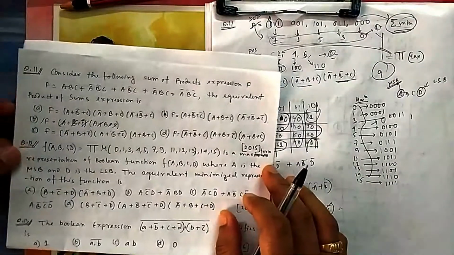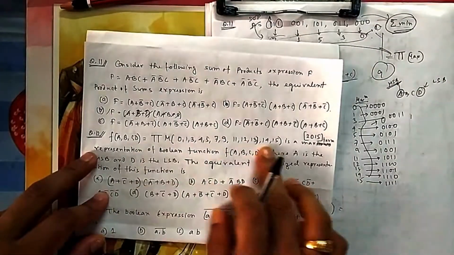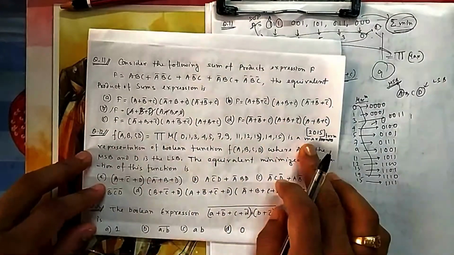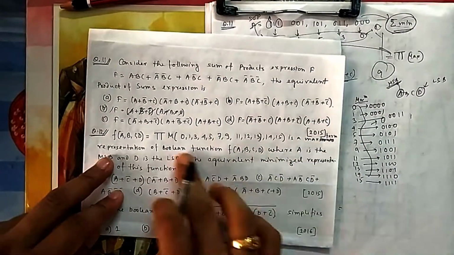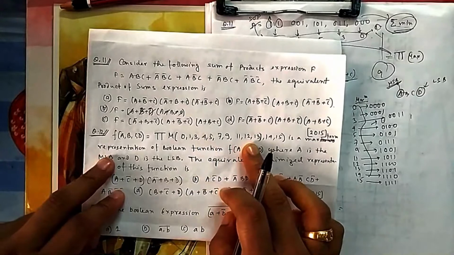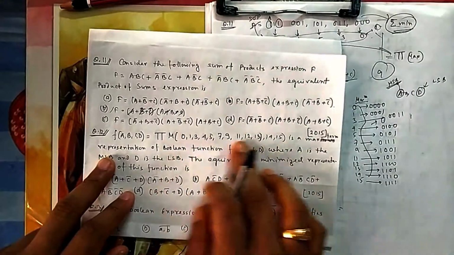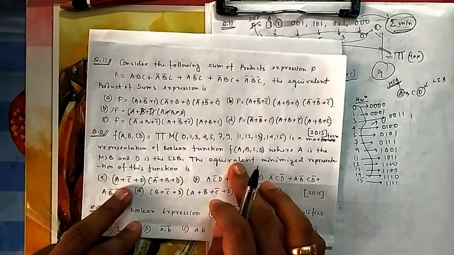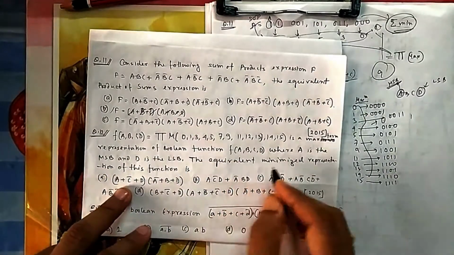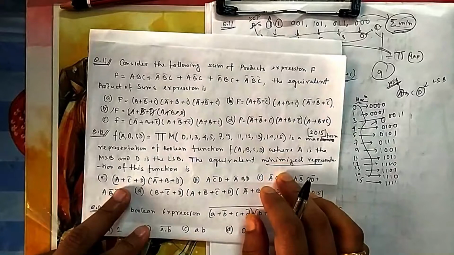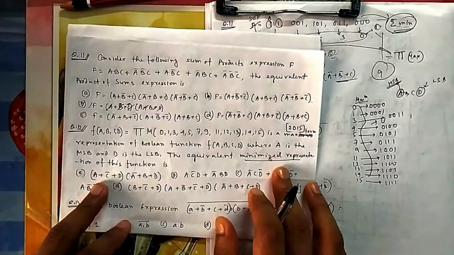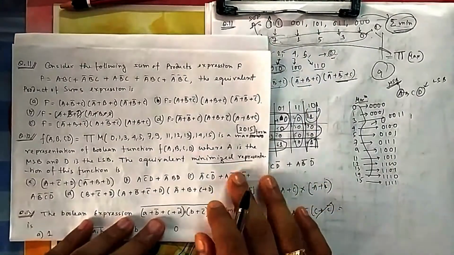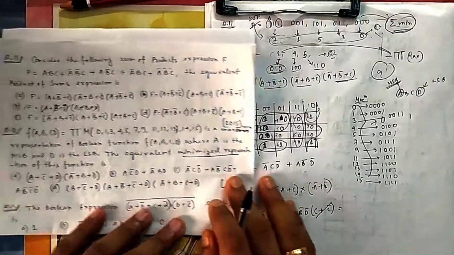Okay, number 12, what they are asking: F is given, is a max term representation. That means it is a POS representation, product of sum. Then the equivalent minimized representation. They have not asked you for SOP or POS, but they have asked you to minimize. Minimize means you need to draw a K-map. So from the K-map you will find the minimized expression. Minimization is better if you do it in a K-map. So this is max term.